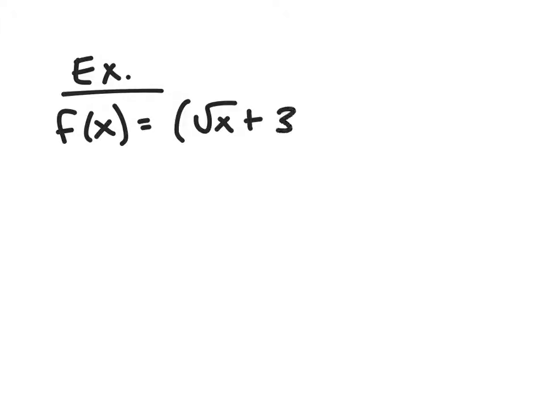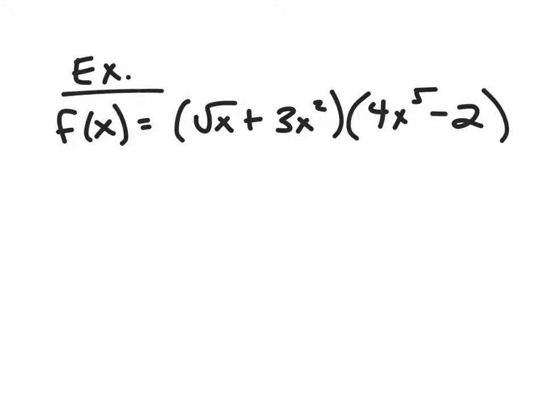So here's another one. f of x is given as root x plus 3x squared being multiplied by 4x to the fifth minus 2. Technically, I can FOIL that and then use power rule. However, I see the square root, and I don't really feel like multiplying and distributing with the square root of x, even though I can. So I'm going to apply the product rule.